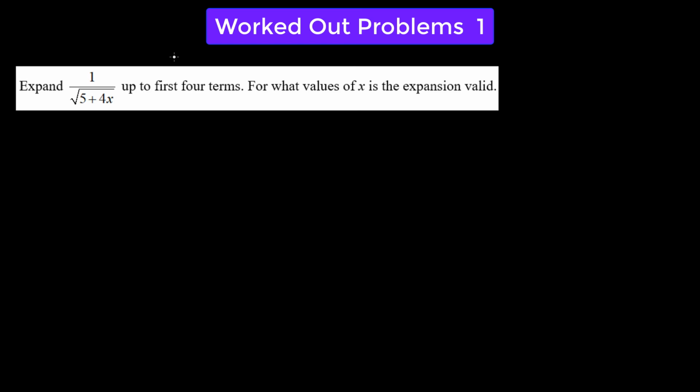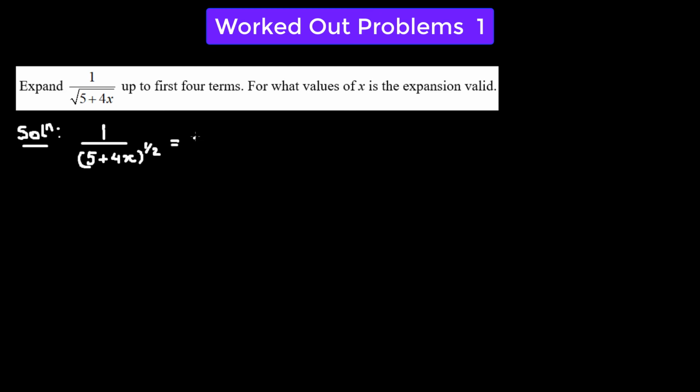So we are given the expression 1 over square root of 5 plus 4x. We need to expand it up to the first 4 terms and then determine the value of x for which the given expansion will be valid. Let us begin by simplifying the given binomial expression. Not exactly a binomial expression, it's simply an expression. So instead of writing the square root, we can write it as 5 plus 4x whole raised to the power of half.